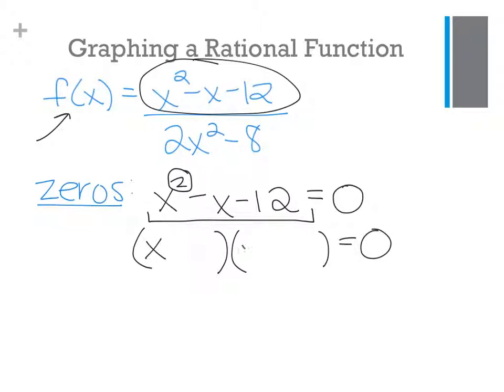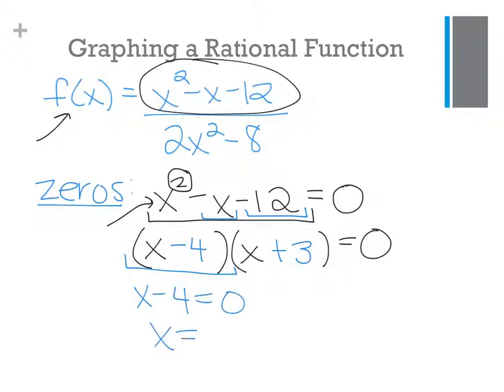So I'm going to get x times x, which gives me the first term x squared. Then I'm looking for 2 numbers that multiply to be negative 12, but also add to be negative 1. That is going to be negative 4 and positive 3. So we get, for zeros, if I set x minus 4 equal to 0, if x minus 4 is equal to 0, then x is going to equal positive 4.